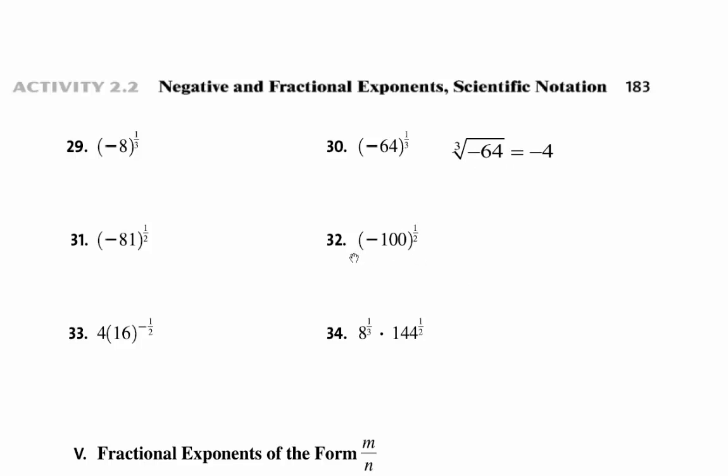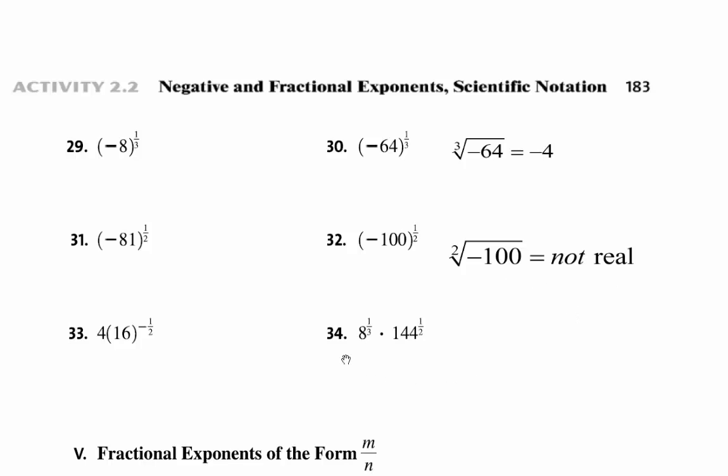Let's try number 32. Since my 2 is in the denominator, it's really saying the square root of negative 100. Again, I didn't have to place this 2 here because it's understood that this is a 2 if nothing's written here. So what number multiplied by itself twice gives me negative 100? There is no number, right? If I did negative 10 times negative 10, that's positive 100. If I do positive 10 times positive 10, I still get positive 100. There's no number I can multiply by itself to get negative 100. So my answer is not real.